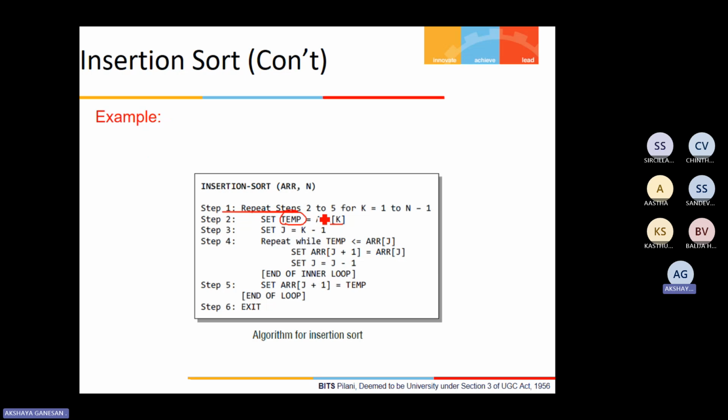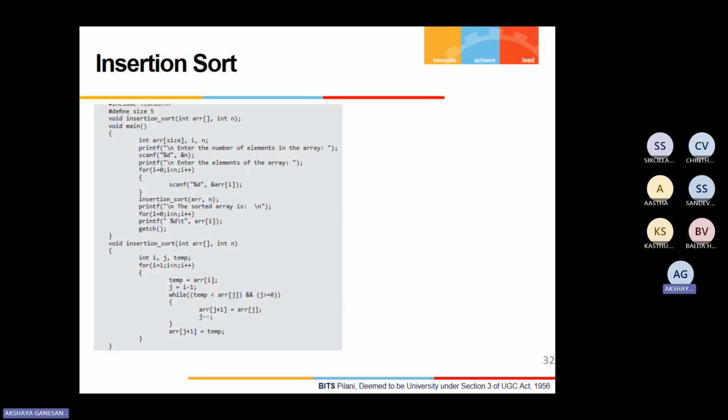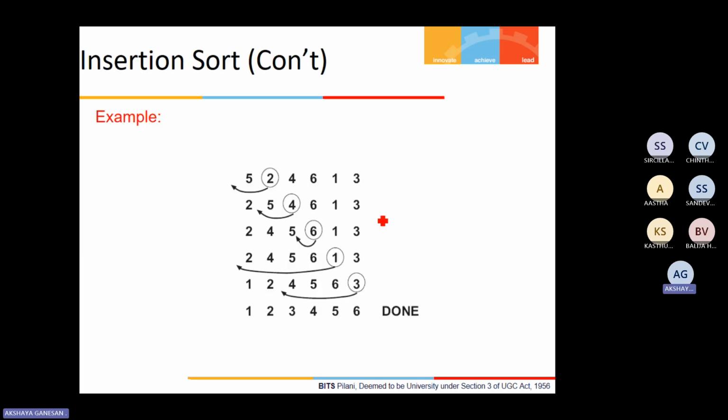You take an element and see which is the right position. So you compare it with all the elements to the left of that element. If the left element is greater, you swap it. If it is lesser, you just stop there. Okay, you go to the previous element. So this is how it is done.